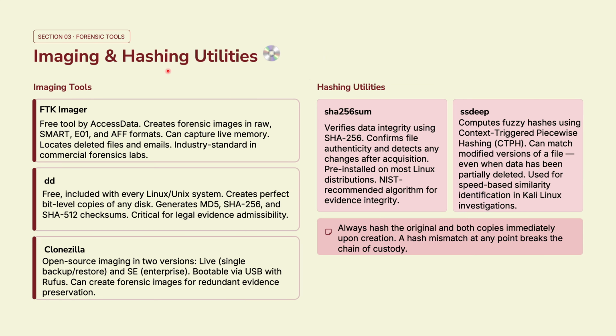Now, for imaging and hashing utilities, one of the easiest ones to learn is FTK Imager. It's a free tool by AccessData for creating forensics images. AccessData is the name of a company. It supports physical drives, logical drives, image files, folders, and different types of media. Supported formats include the RAW, SMART, E01, and AFF formats.